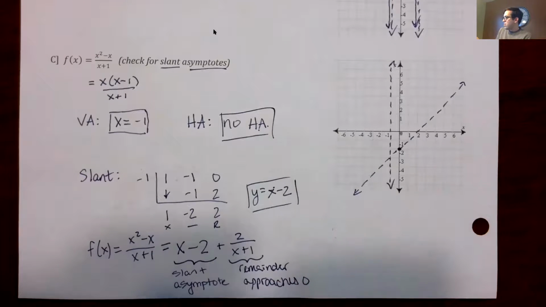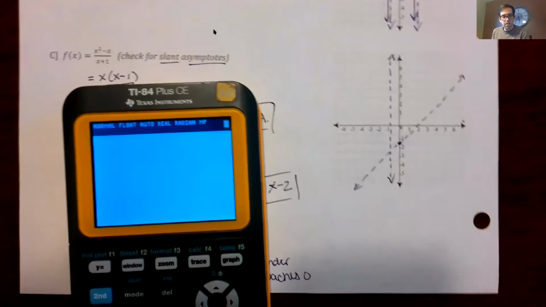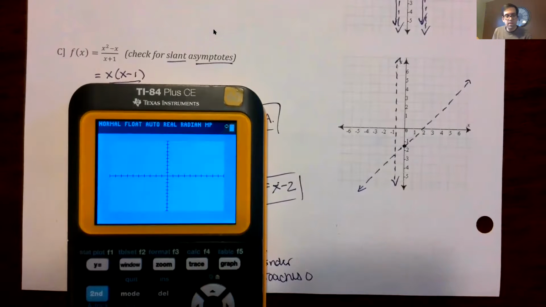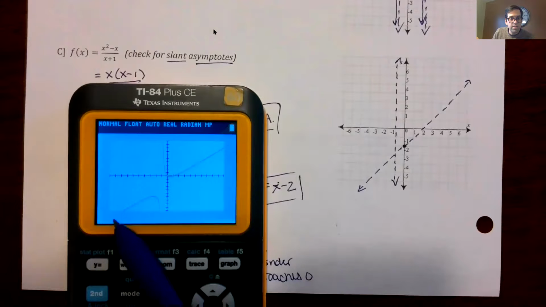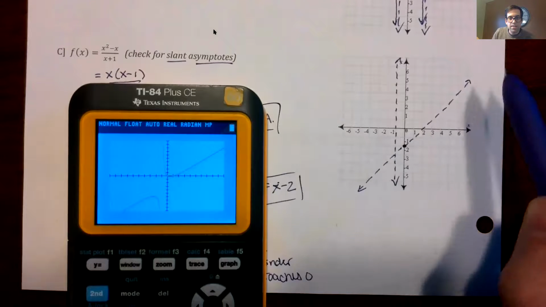And let's take a look at the graph to see if we are on the same page. And you can tell that we've got a portion down here and a portion up there, and you can almost see the slant asymptote is that line right there. That's this line over here.